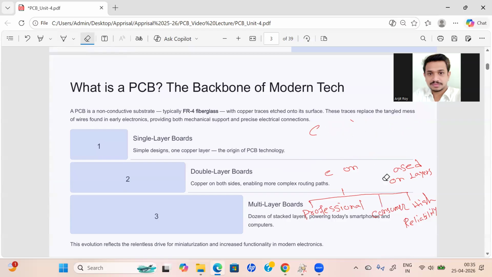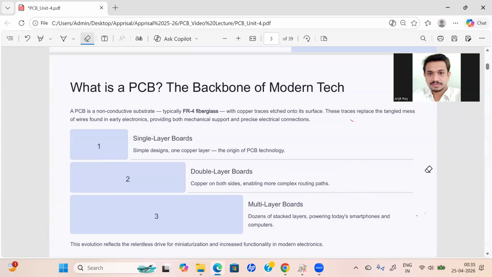Based on layers, there are three types of PCB boards. One is called a single layer board, another is a double layer board, and another is a multi layer board. Another type of PCB board is also available. It is called flexible, and sometimes it is also called rigid.